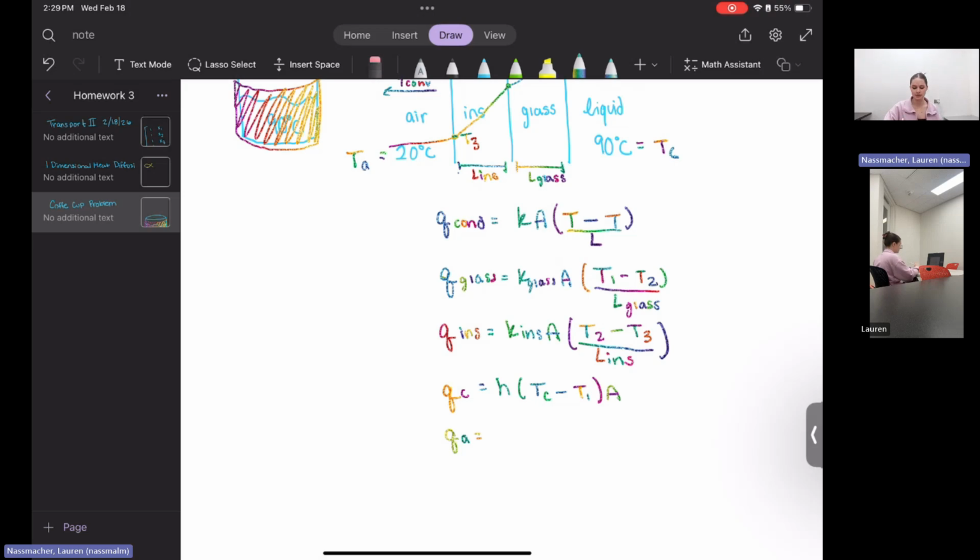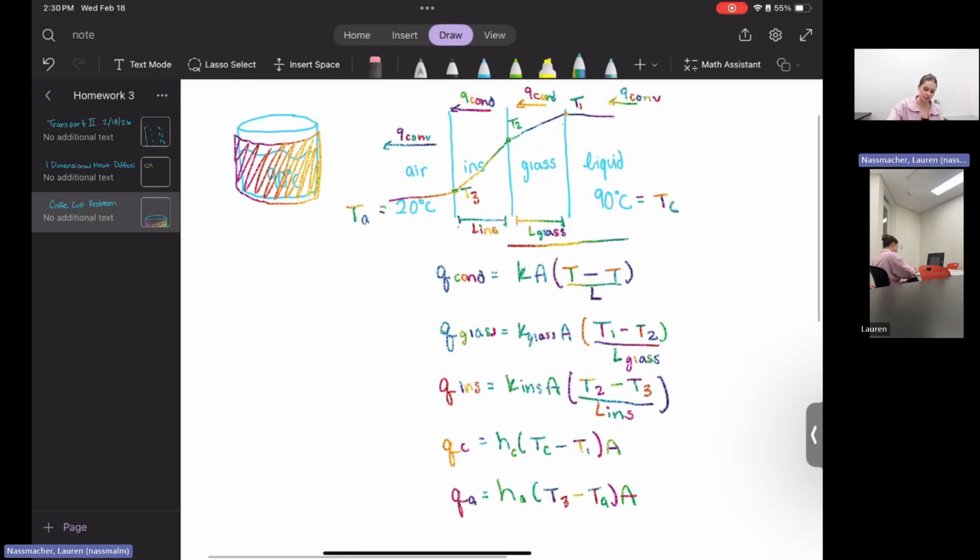and our air will be heat loss. The heat loss of our air will be the heat transfer coefficient once again. We'll label this one C and this one A. T3 minus TA multiplied by the area. We can also assume that each of these equations is equal to one another. The heat loss through each of these sections should all equal each other.